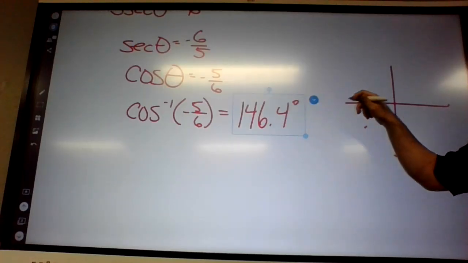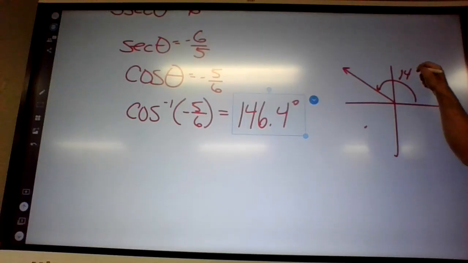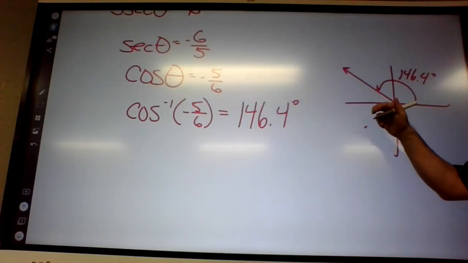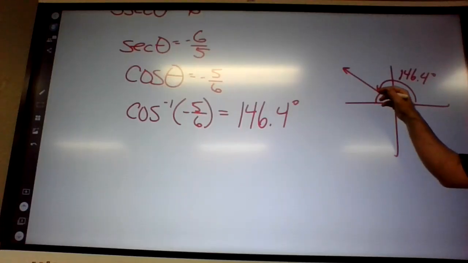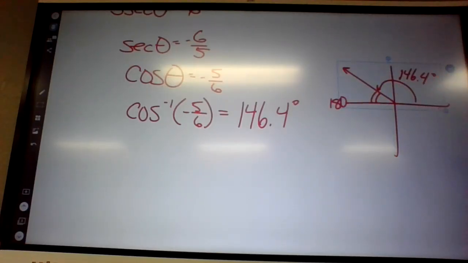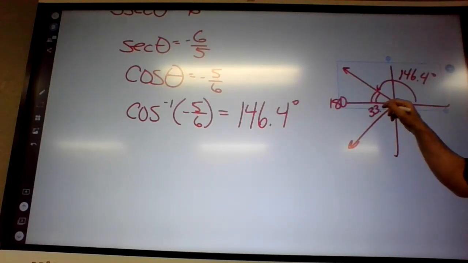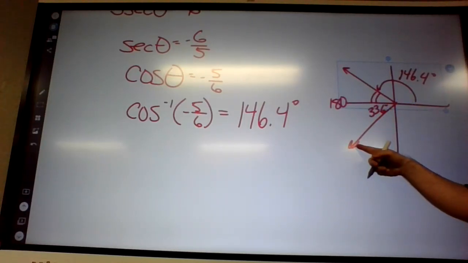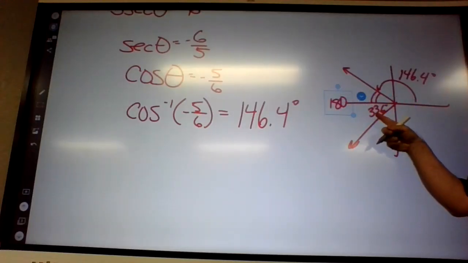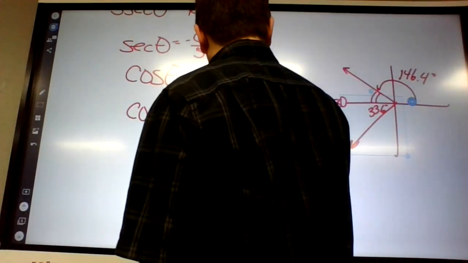This is our second quadrant angle. However, the bad news, remember this from earlier, that's not a reference angle. So we're going to have to find the reference angle ourselves. How far is this from the x-axis? 180 minus that is 33.6. And we're going to use 33.6 to find our third quadrant angle, which would be 180 plus that. So what is that? 216.6 or 213.6?